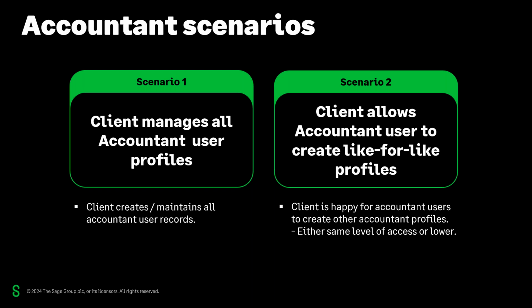You've got scenario 2, and this is where when you create a user and you add remote data access to that user, and I'll show you this shortly, there is a little tick box that you can allow other accountant users to create a like-for-like profile. So this is if your client is happy for an existing accountant user to create other accountant profiles at the same level of access or lower.